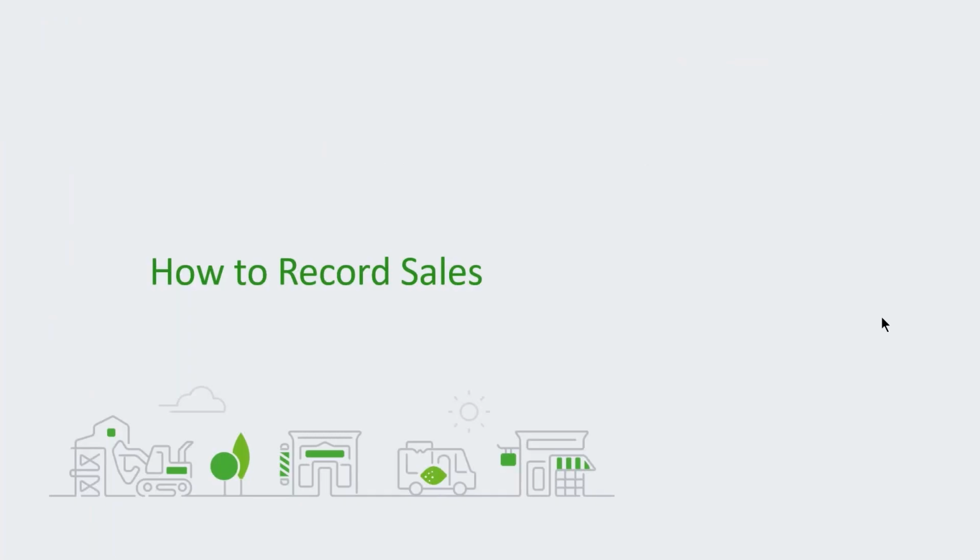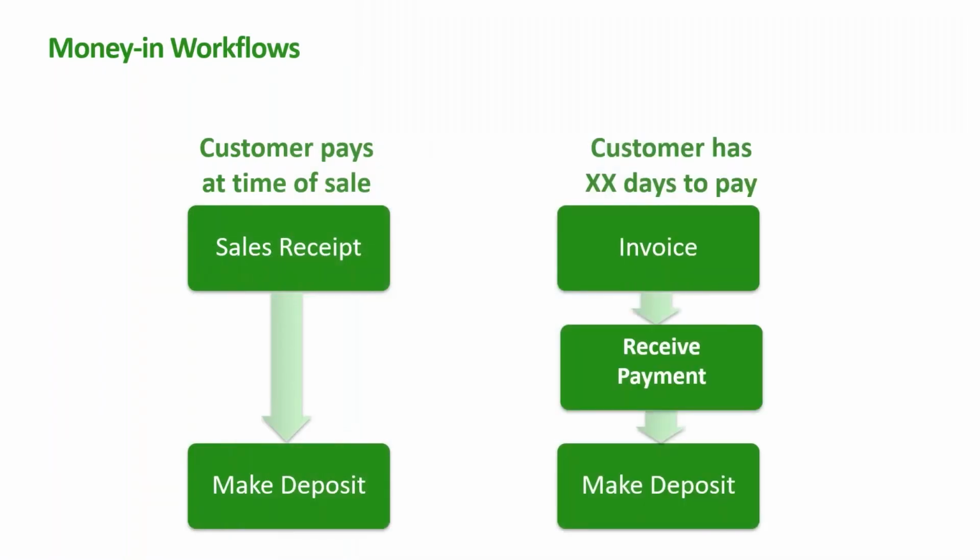Now there are two different workflows to talk about with sales transactions. The first one, over on the left-hand side, is the customer pays at the time of the sale. Now, if your customer is going to pay you immediately, so basically they walk up to the counter, you tell them how much they owe for whatever it is they're trying to buy, and they pay you right there.